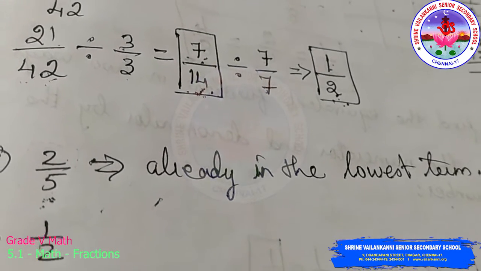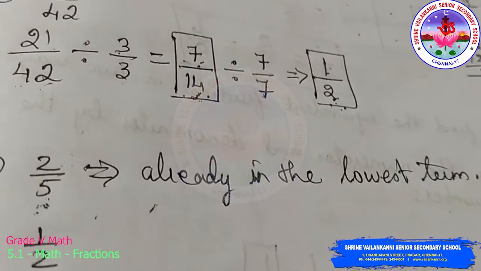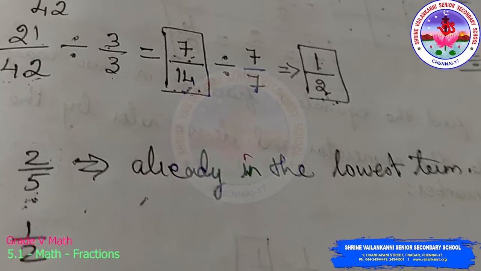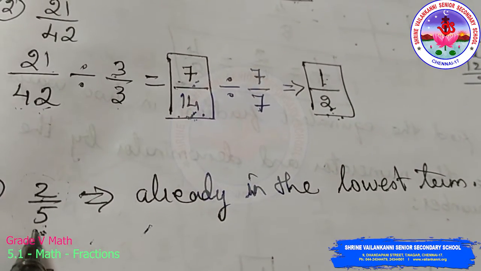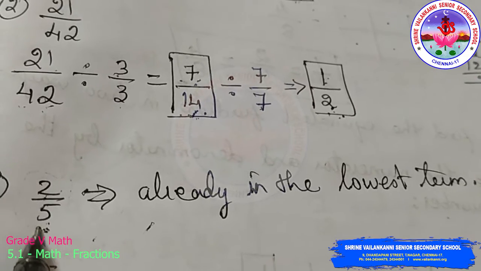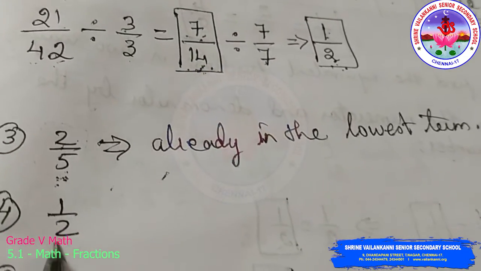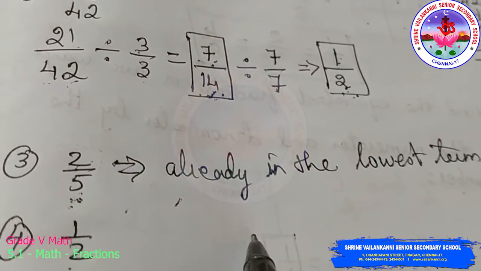So other than 1, you don't have any other common factor. That is, 2 and 5 will not come in any common table. Except 1 table and 2 table only you will get 2, and 1 table and 5 table only you will get a 5. So when you see 1 by 2, this is also common factor will be 1. So it is already a lowest term.